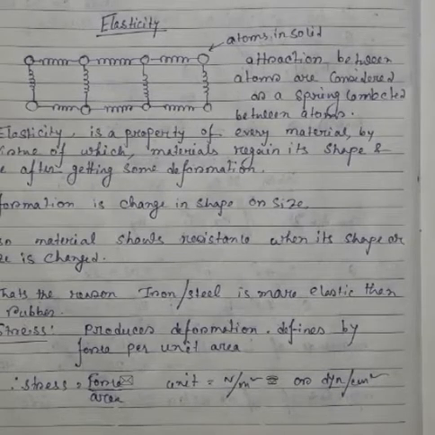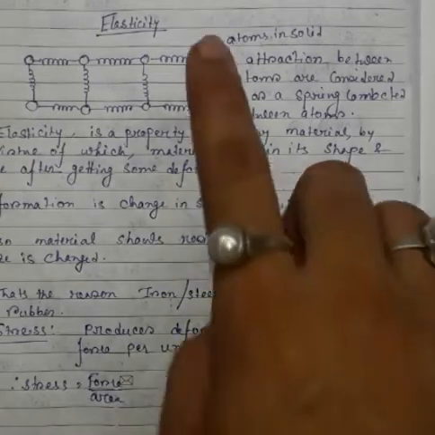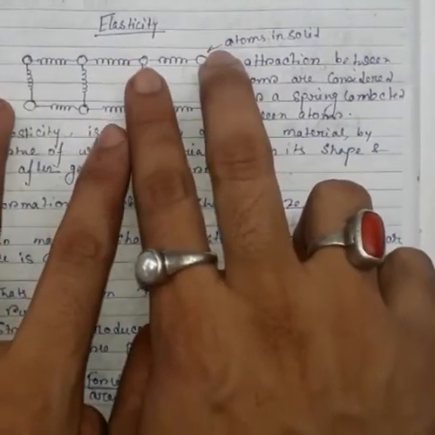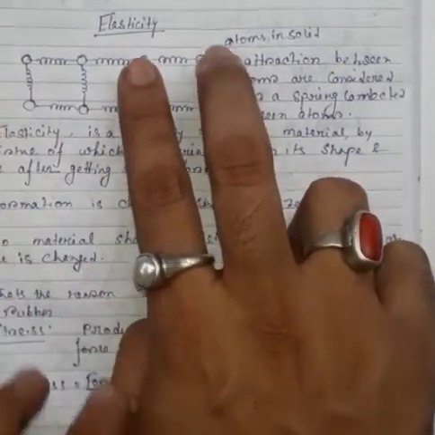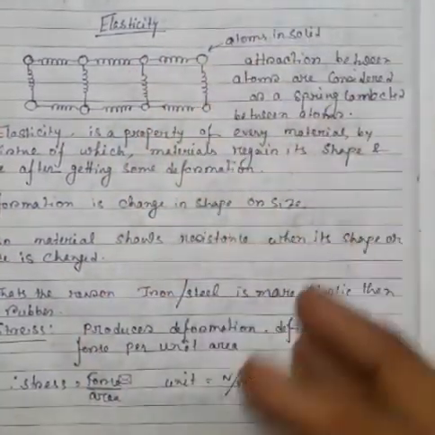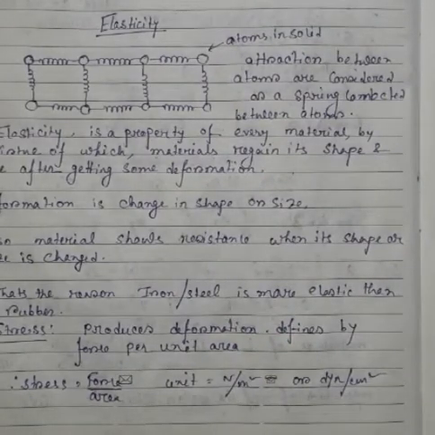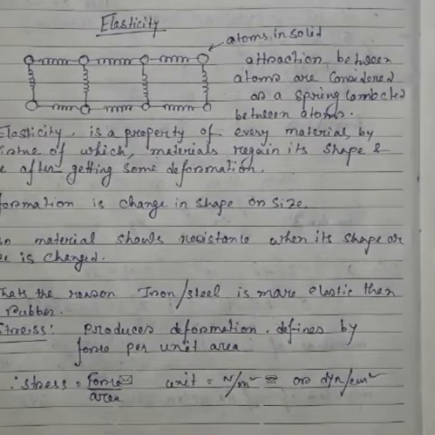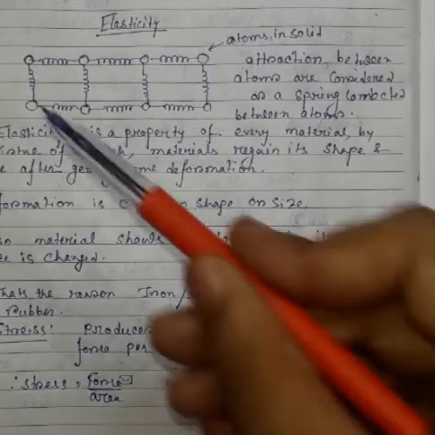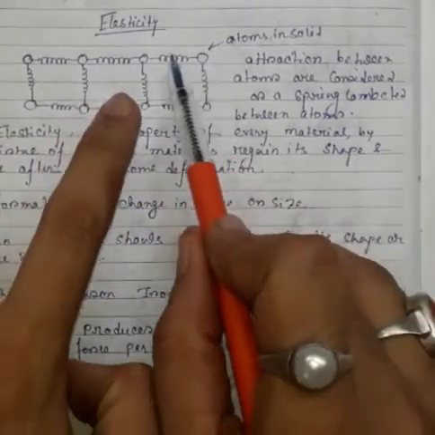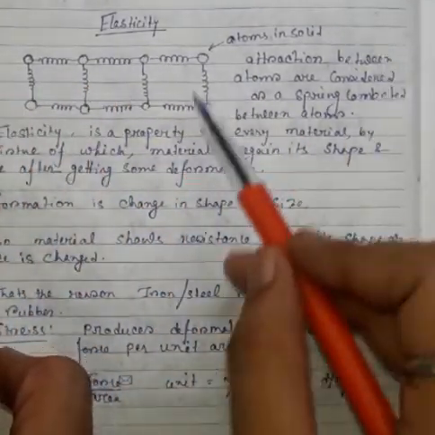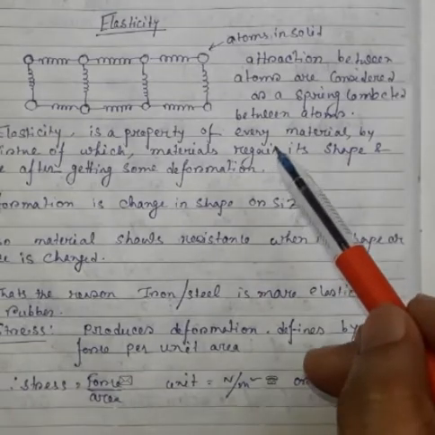Now if you want to stretch this, you have to put some amount of force. So what will happen? These atoms will move away from each other. So that is the elongation. All the atoms will move away from each other, and that's how the elongation is produced.